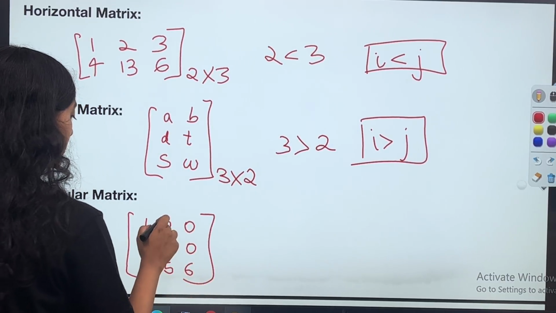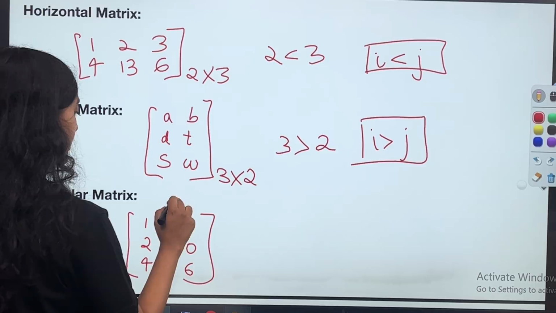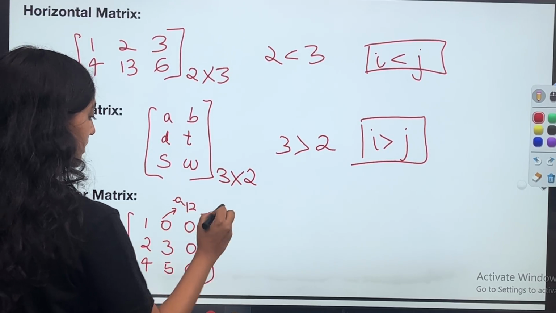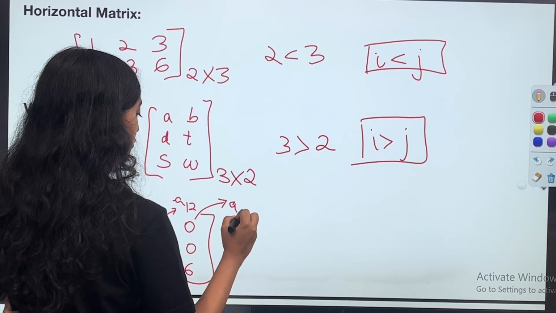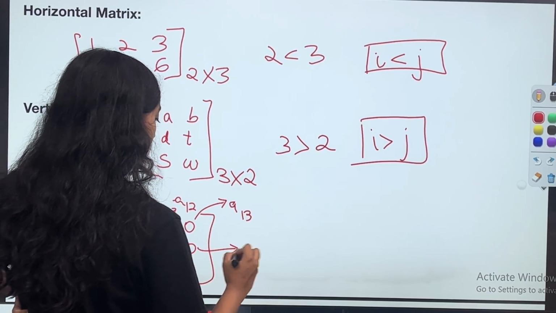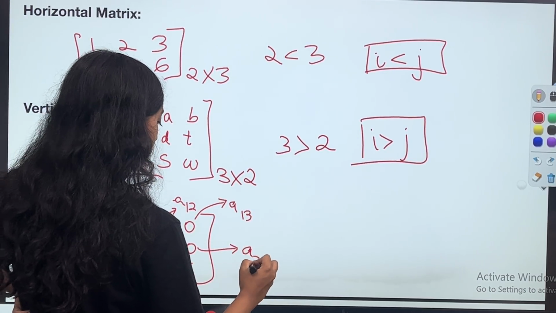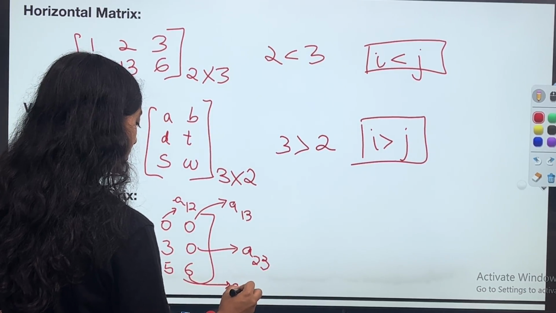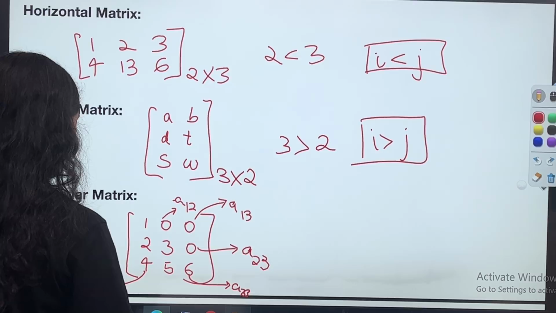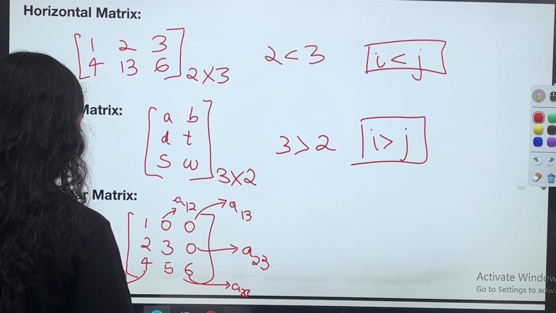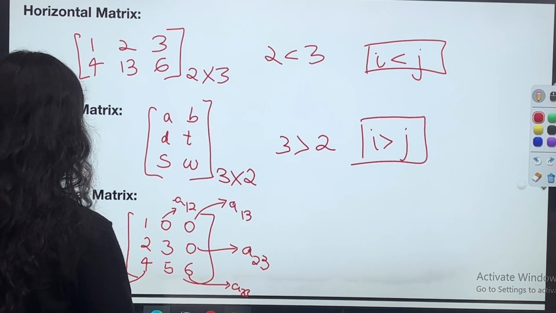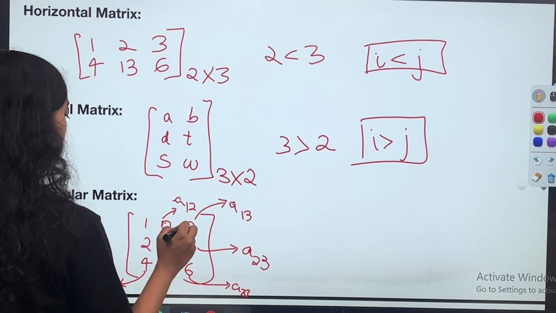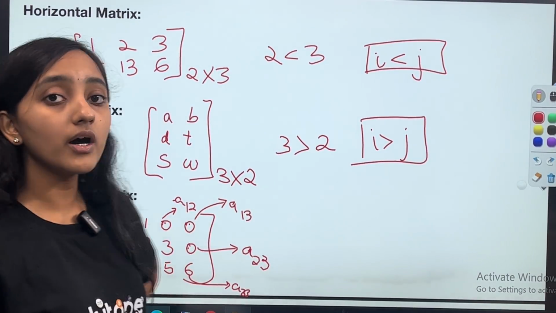So what happens here? Let's try to find out what is the element. It is A, first row, second column. This one is A, first row, third column. This one is A, second row, third column. What about this? It is A, third row, third column. This one is A, third row, first column, which is the opposite, so this is not applicable. Only these three ones, if they are equal to 0, then it is known as a lower triangular matrix.